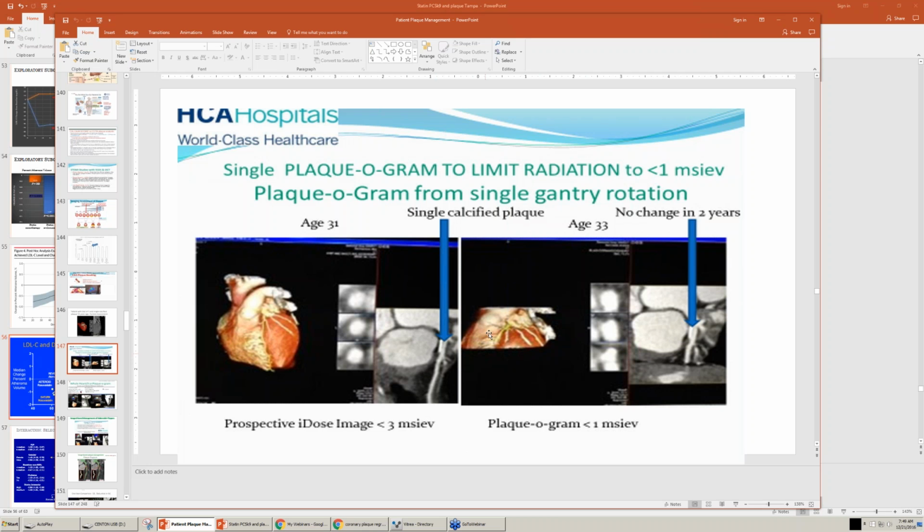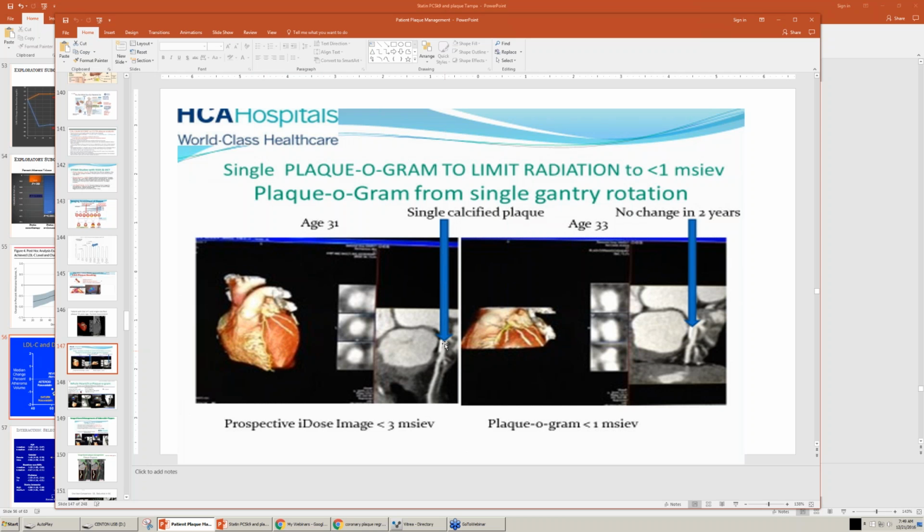We did this thing called a plaqueogram. This was a regular heart, done with about 3 millisieverts, which is the same as background in a year, using step and shoot, I-dose, iterative reconstruction, and reducing the radiation. So, and this was probably, with a 64 slice scanner, about 5 slices.